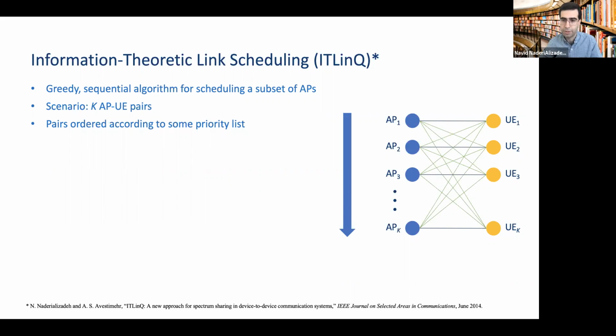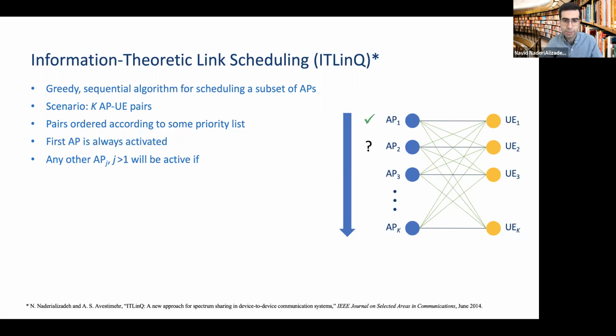So for example, here you see that access point 1, user 1 has the highest priority on the top, and then access point K has the lowest priority. Because of this notional priority, we just activate the first AP. We don't ask any questions of what its channel conditions are and so on.